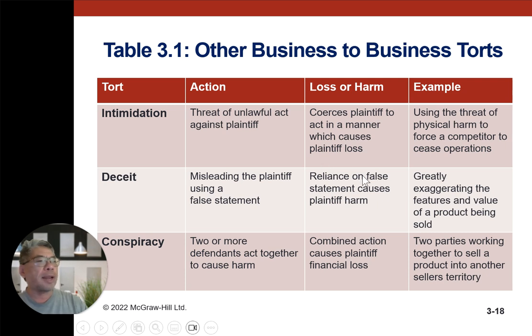Deceit is misleading the plaintiff using a false statement. Example here: reliance on a false statement causes harm to the plaintiff, such as greatly exaggerating the features and the value of a product being sold. The car salesman is a good example. Okay? Deceit. Conspiracy. Conspiracy: two or more defendants act together to cause harm. Combined action can cause the plaintiff financial loss. Two parties working together to sell a product into another seller's territory. That's another one.